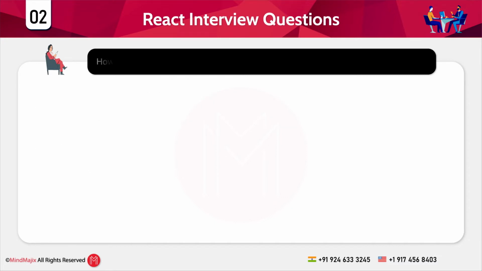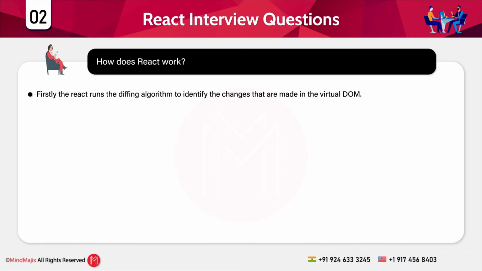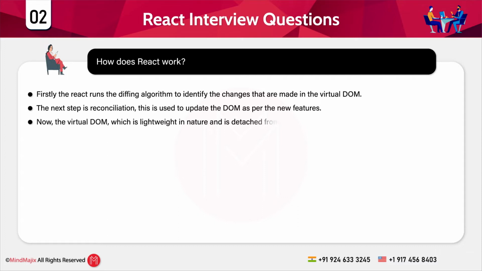The next question is, how does React work? There are a few steps which give us an idea about how React exactly works. Firstly, React runs the diffing algorithm to identify the changes that are made in the virtual DOM. The next step is reconciliation, which is used to update the DOM as per the new changes. Now the virtual DOM is lightweight in nature and is detached from the specific implementation of the browser. After that, the React elements present in the virtual DOM are used to build the basic nodes.